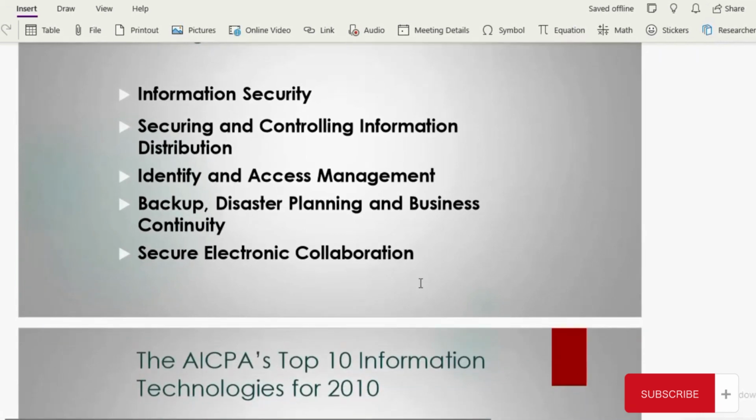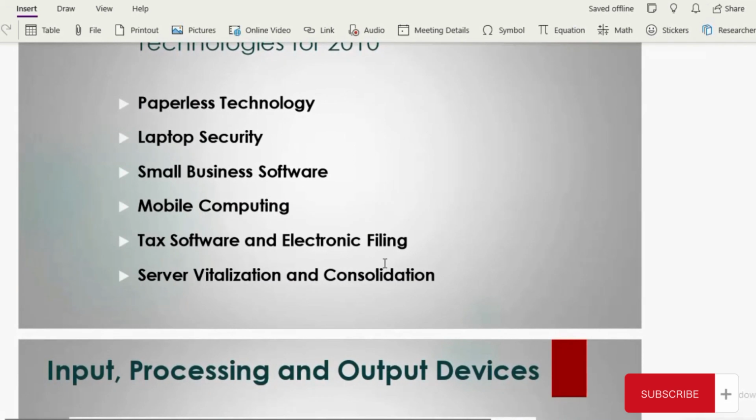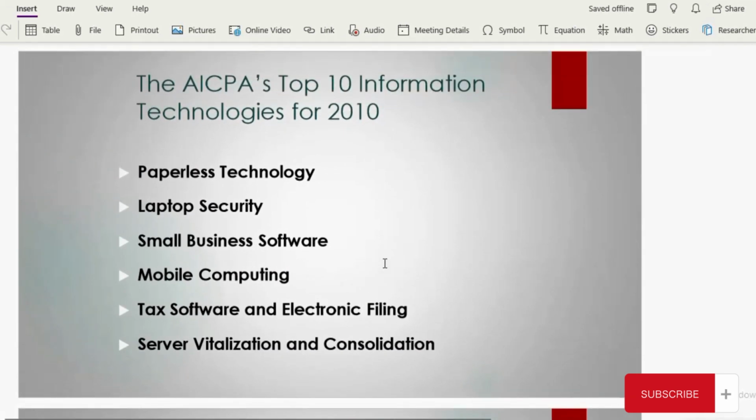Also, securing the electronic collaborations is a key topic. Collaborations means working by joining hands with others. So how you are going to do secure electronic collaborations is also a key topic in information technology from the accounting perspective. Accounting deals with a lot of paperwork. Now with the help of technology, they are moving slowly towards paperless technology.